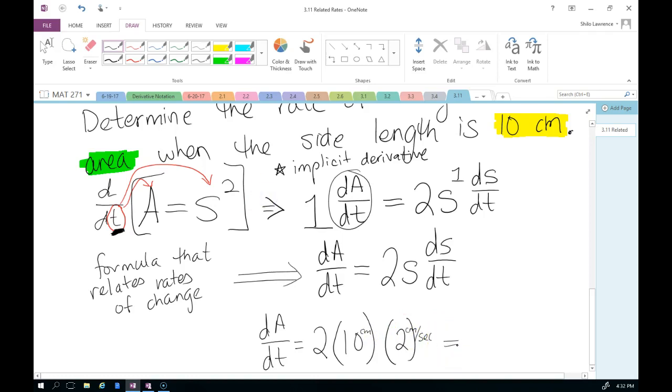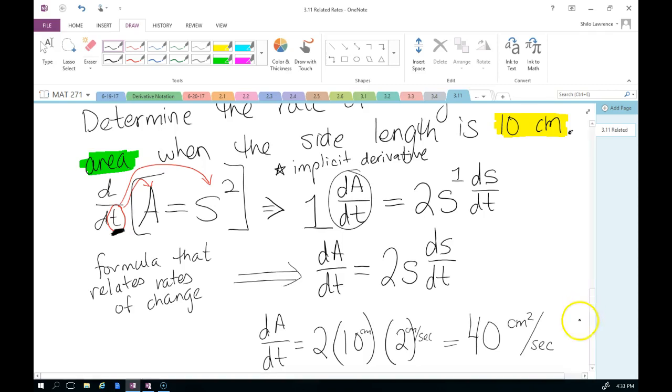And if we multiply all of that out, we get 40 centimeters squared per second. So our area is changing by 40 centimeters squared every second at that exact moment that the square has a side length of 10 centimeters.